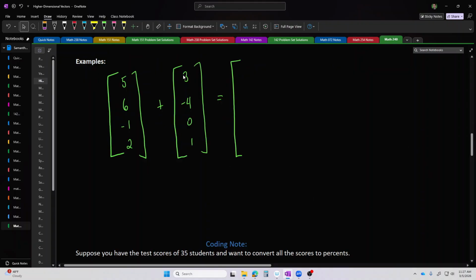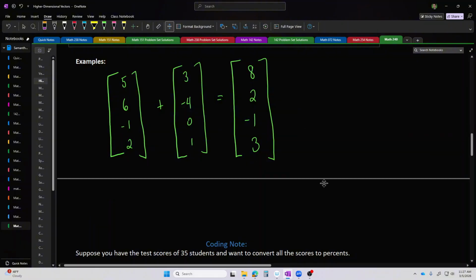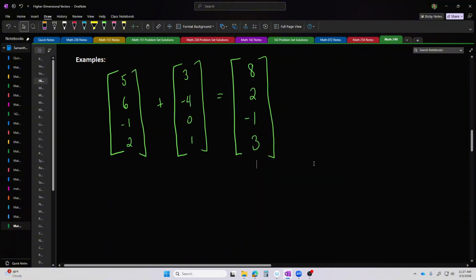I can add together these top entries, 5 plus 3, and that will give me a top entry in the result of 8. The second entries, 6 plus minus 4, I can add together, and that gives me a result of 2. The third entries, minus 1 and 0, give me a result of negative 1. 2 and 1 gives me a result of 3. So vector addition, once again, is just component-wise.